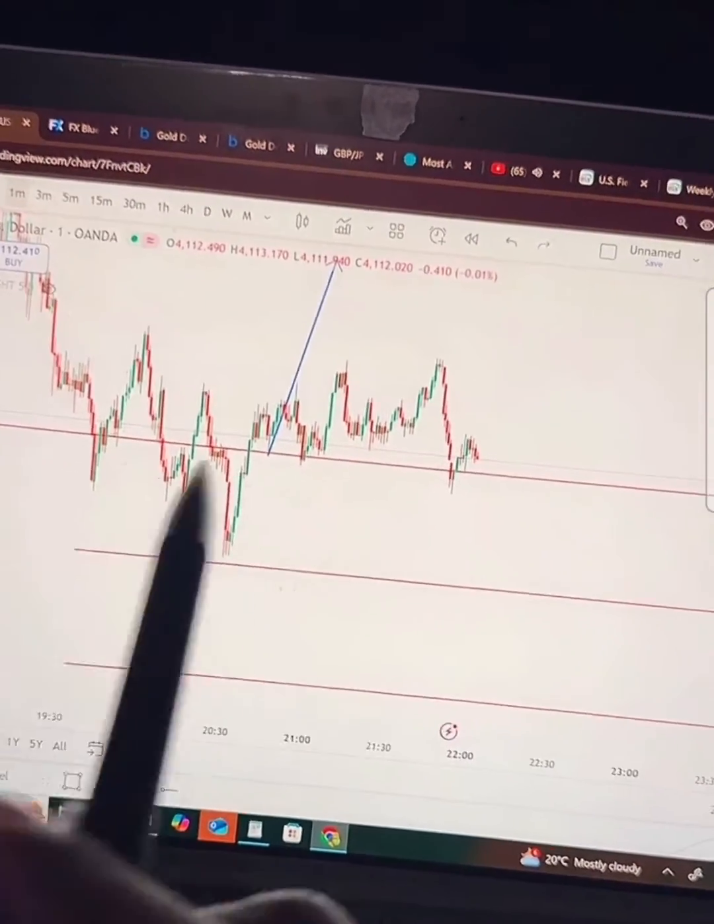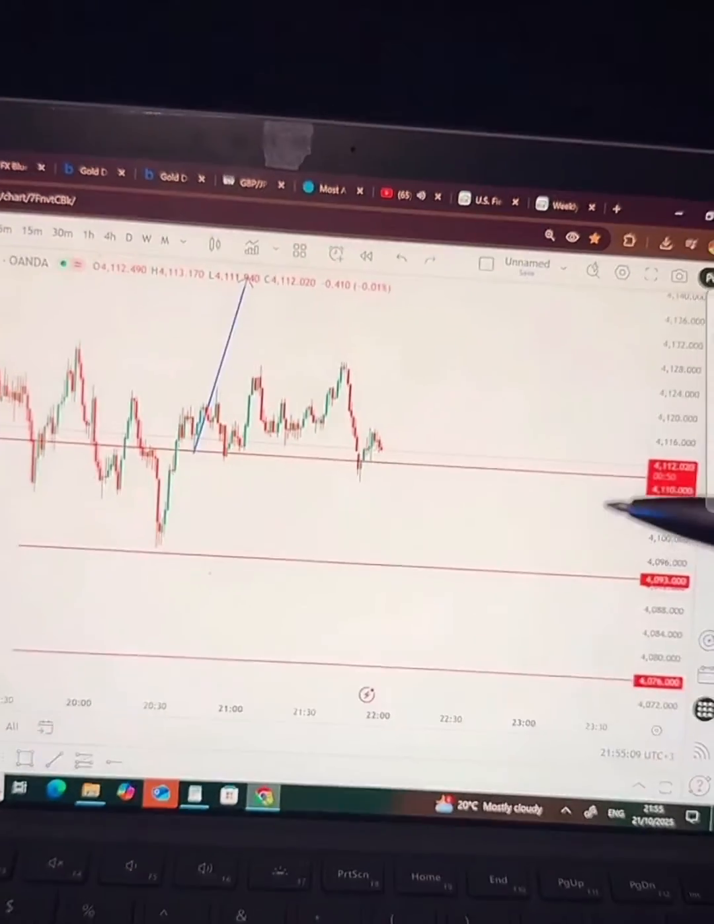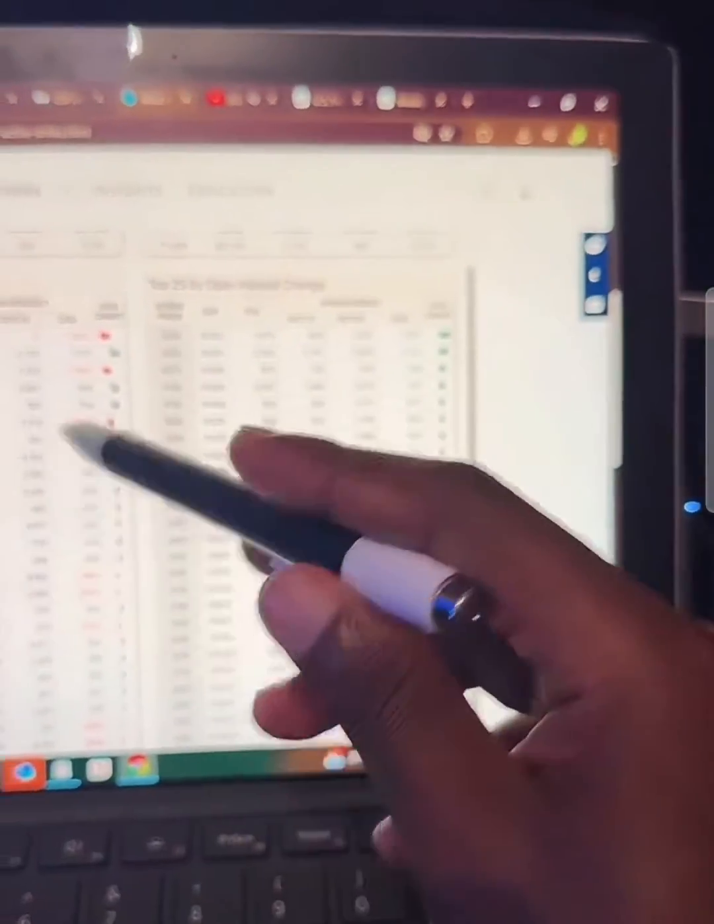So actually 4110 should be the most active strike currently. See how many times this strike has been traded? I'm pretty sure 4110 should be the most active strike here. What are the most active strikes?